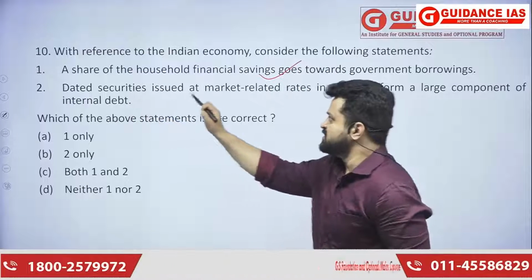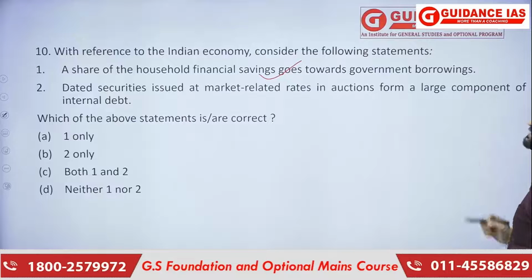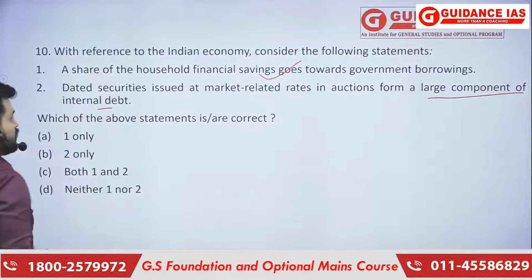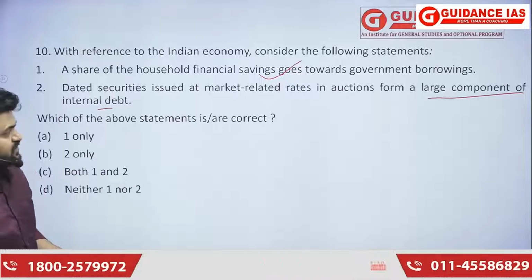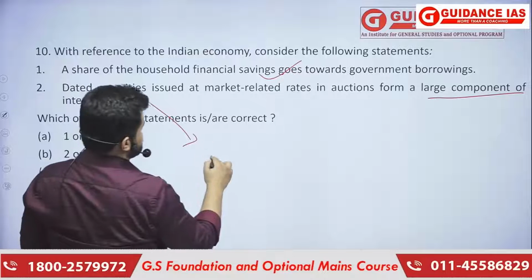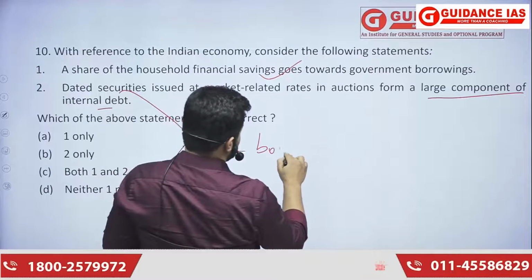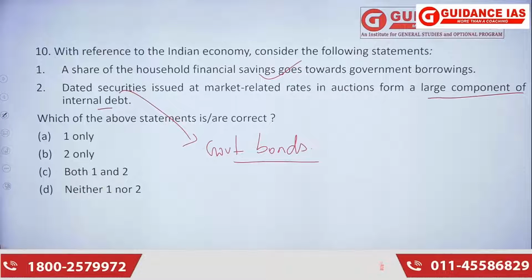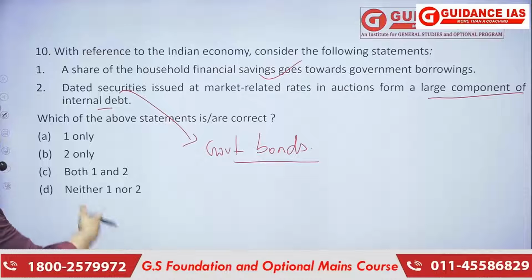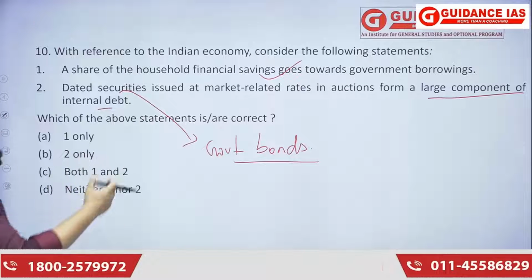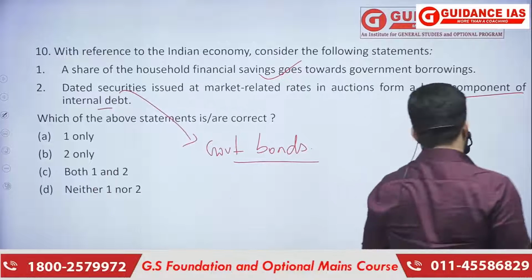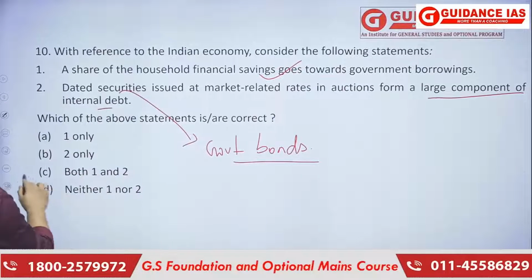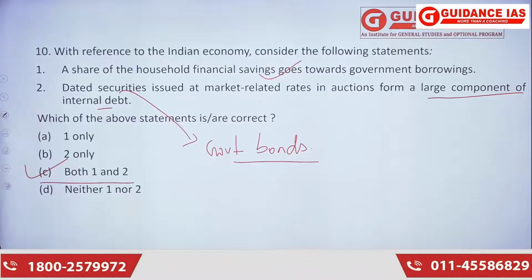Then, dated securities issued at market related rates in auctions form a large component of internal debt. Very much true. Dated securities, which are distinct from treasury bills, are simply the government bonds. Government bonds are auctioned in the open market, and this is how the government raises money from the public. Debt securities are very much part of the internal debt of the government. So that statement is true, and both one and two are correct.